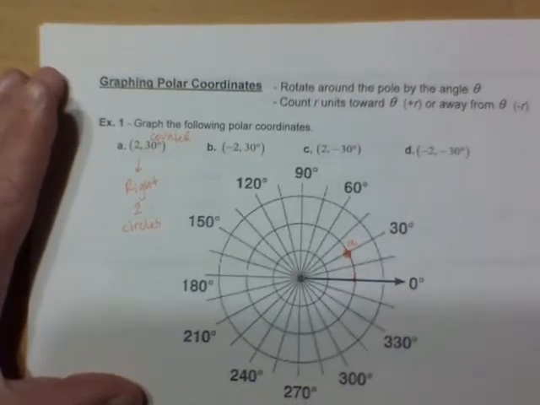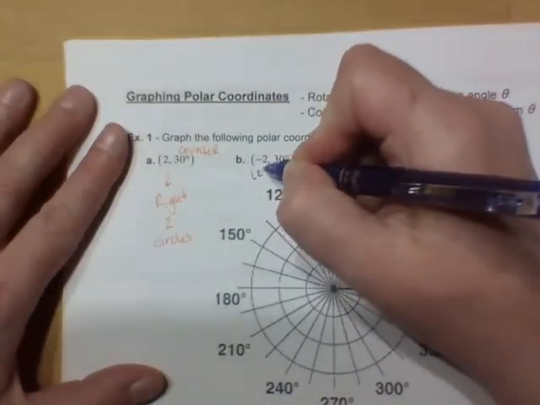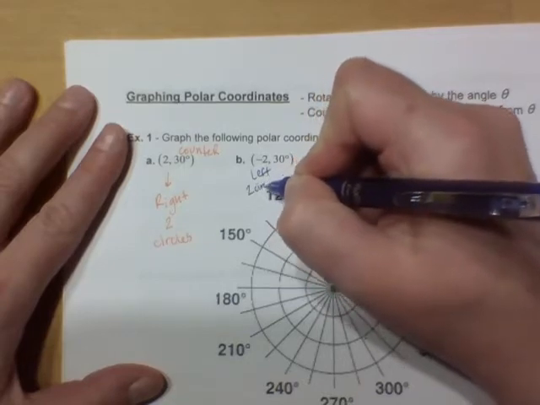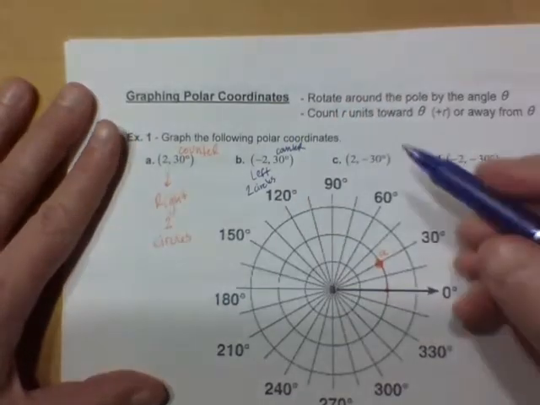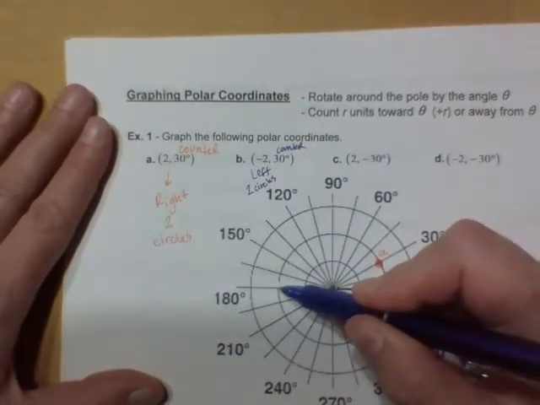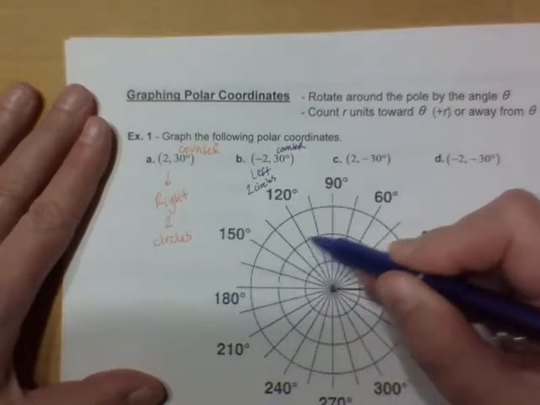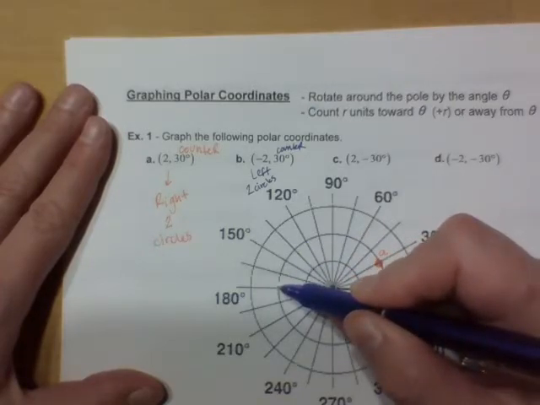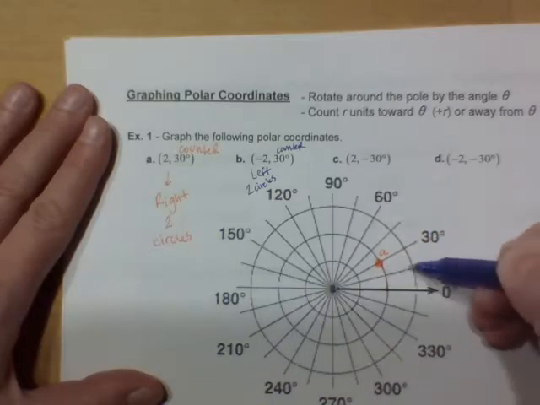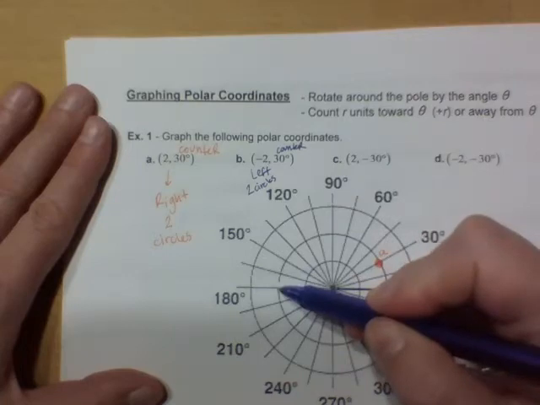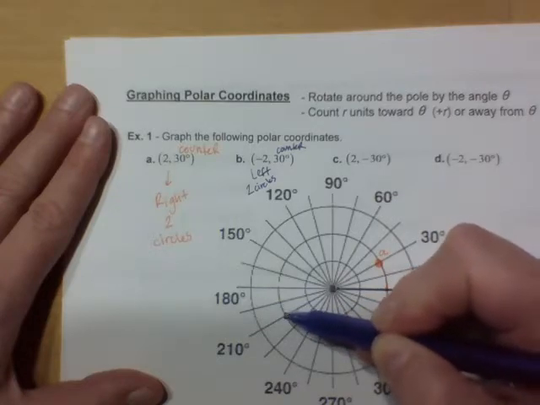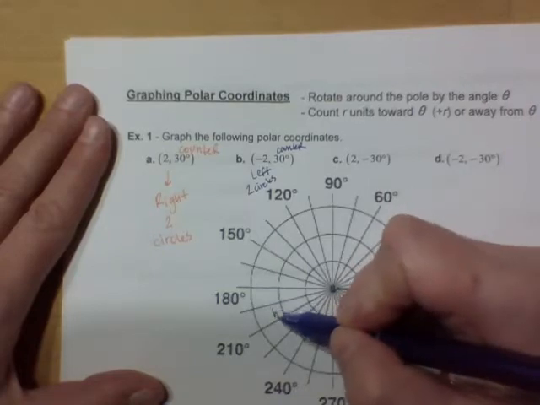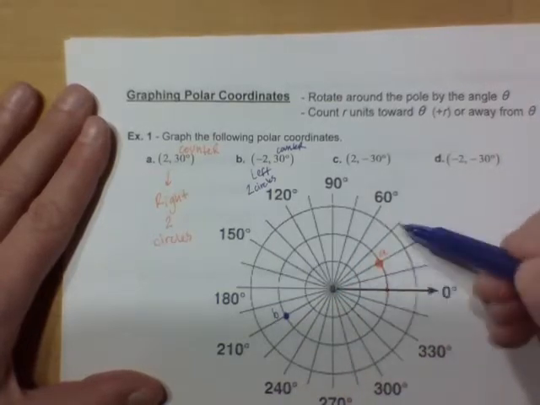The next one wants you to go left 2 circles, and then again counterclockwise 30 degrees. Remember clockwise would go this way, so since we're left 2, we want to go counterclockwise. Each of these marks is worth 15. So I'm going left 2 circles and then down 15, then another 15 because we're at 30, and we end up right there. That's B, basically the mirror image of A.